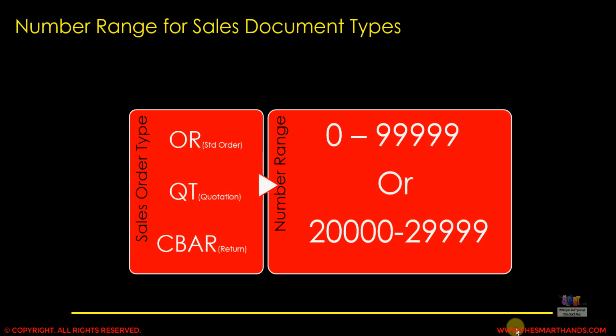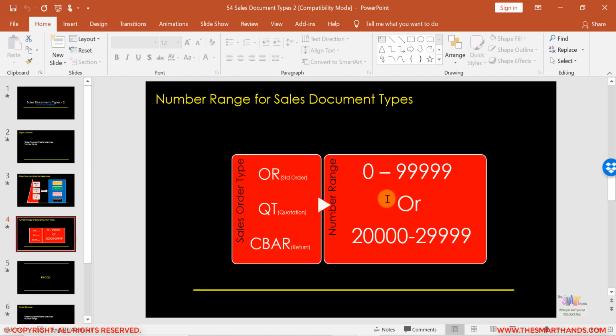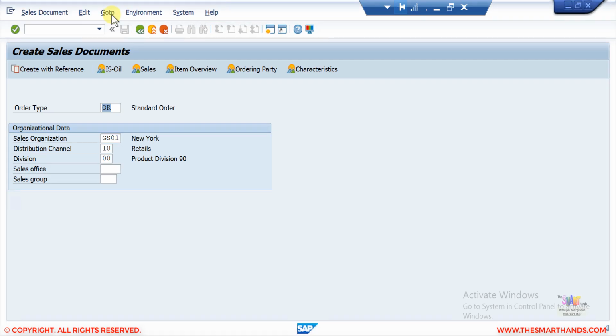And the next thing we're going to learn is the number range for the sales document types. Now you have noticed before that when we create the sales order, standard order OR, system is generating numbers like 1, 2, 3, 4 and so on. When we created the quotation before, system generated a different number range. When we created the return orders, then system generated a different number. So where this customizing is coming from and how we can change it, this is what we're going to see in this lecture. So let me quickly go to the system.